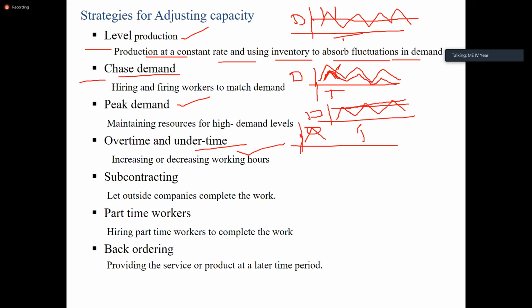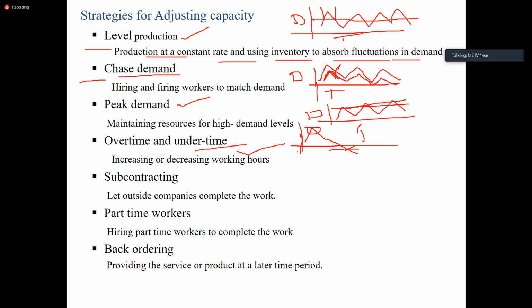Suddenly the demand is decreased. In that case, instead of working 8 hours and paying 8 hours of money, you can work only 5 hours and leave the company. So we'll pay only that 5 hours amount to the worker. This comes under chasing.